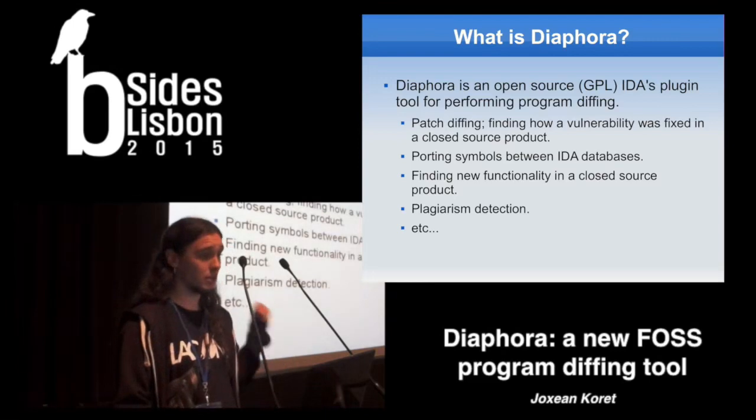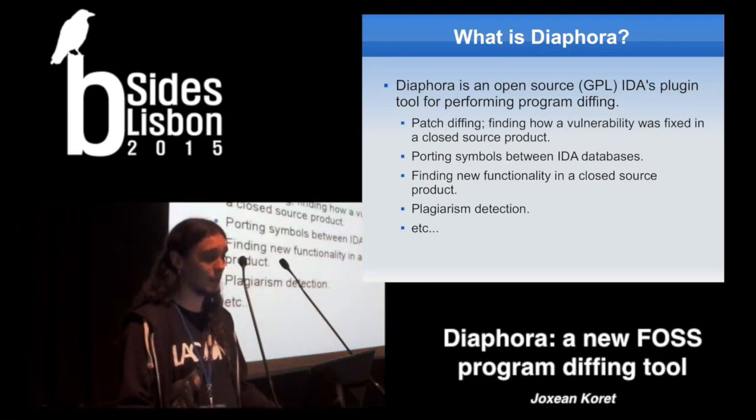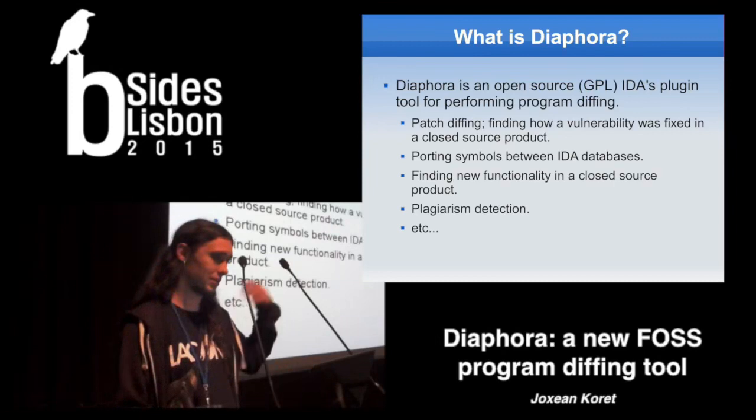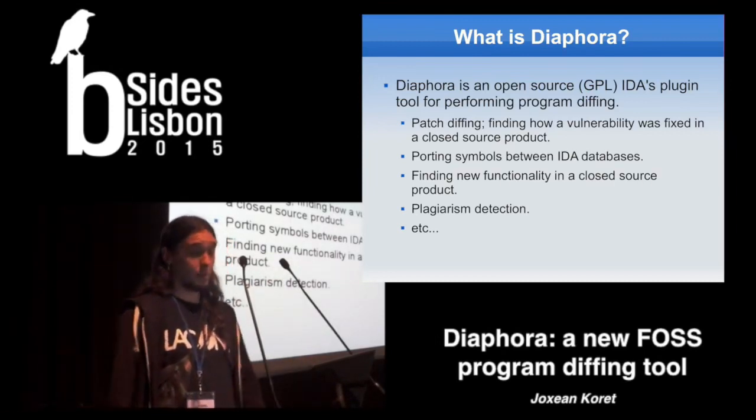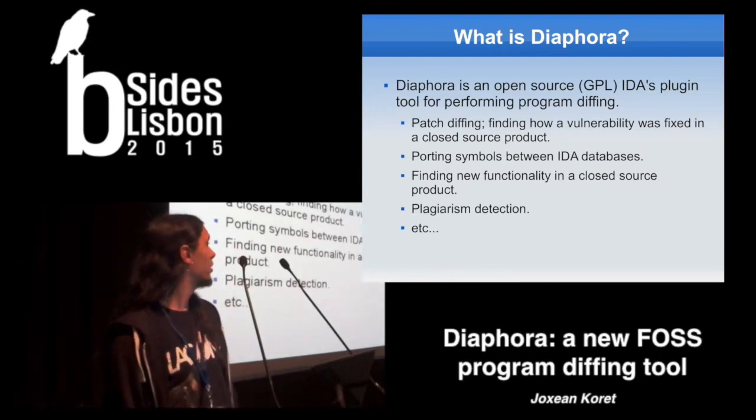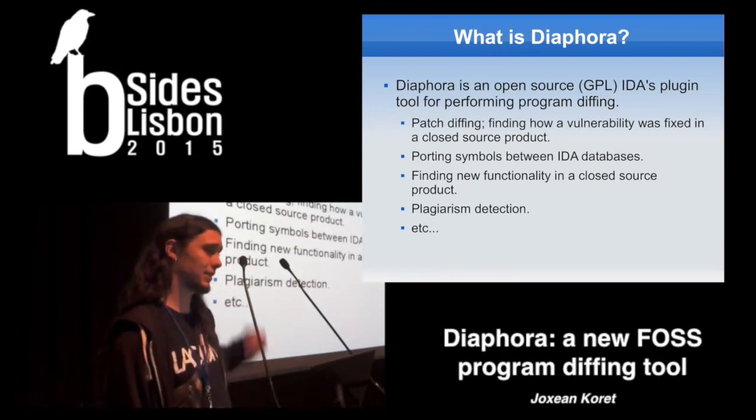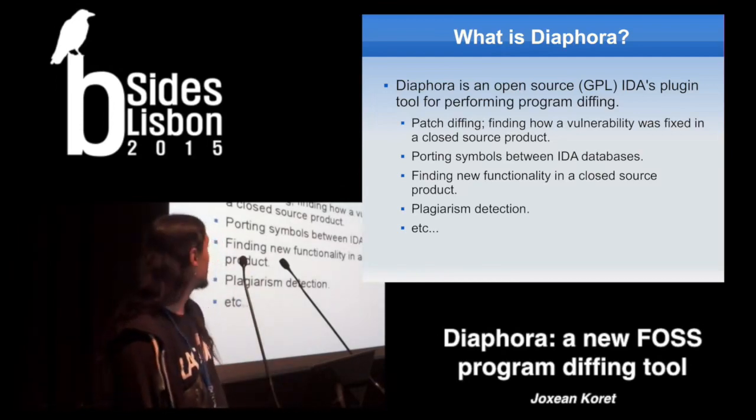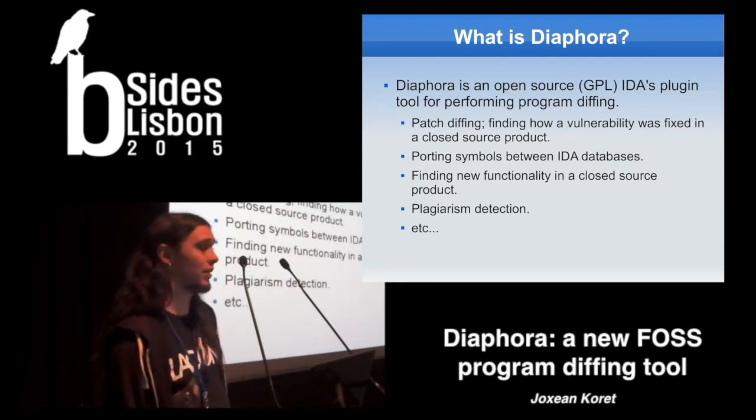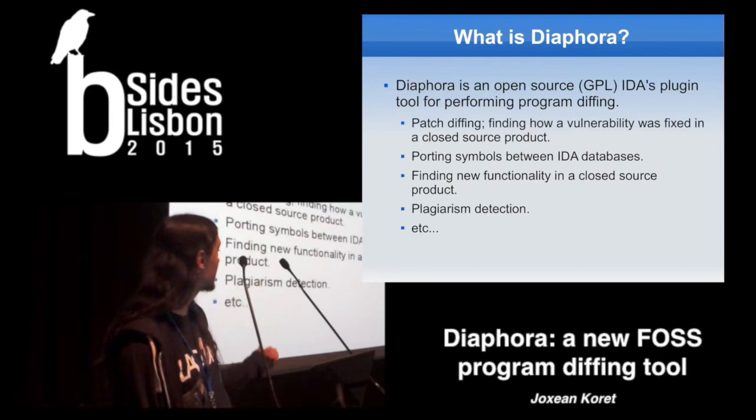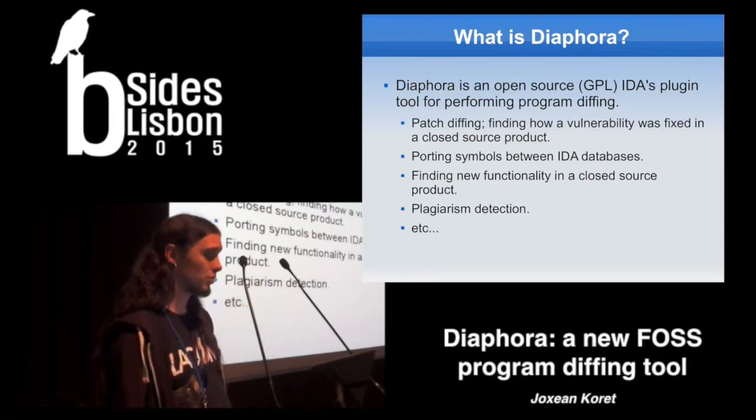It is open source, it's GPL, it's an IDA plugin, at least for now. Maybe tomorrow it will become an independent tool, but for now it is specifically written for IDA. And it's a tool for performing program diffing, which is typically referred to as binary diffing. It can be used, for example, for patch diffing, finding how a vulnerability was fixed in a closed source product.